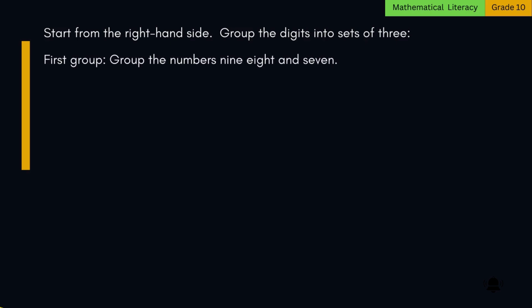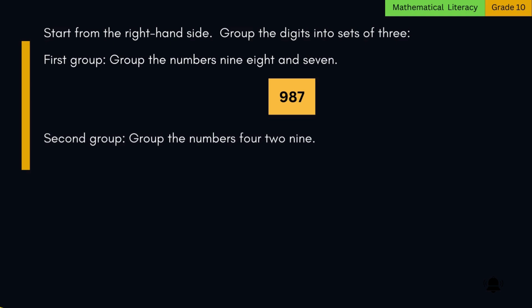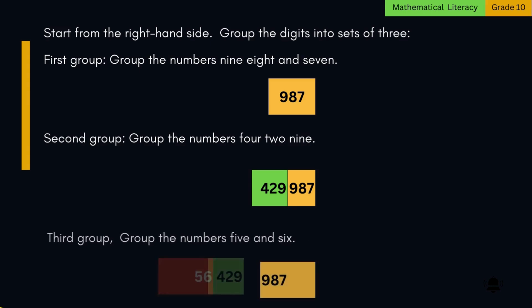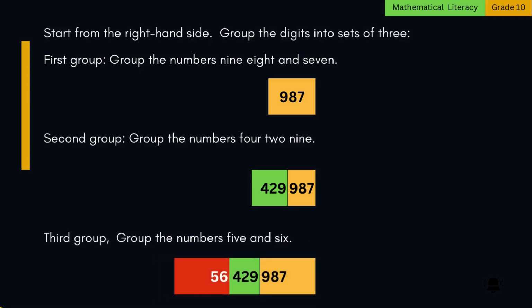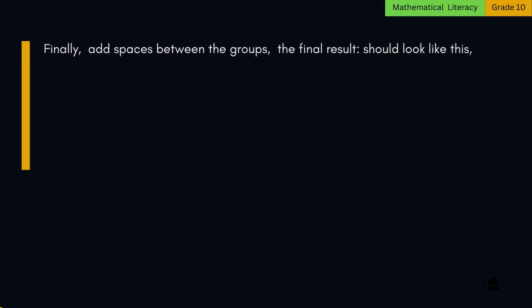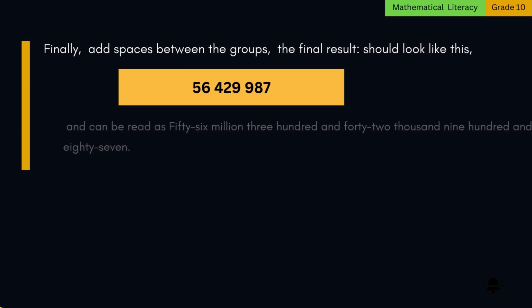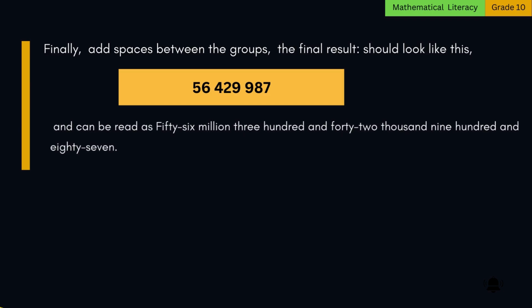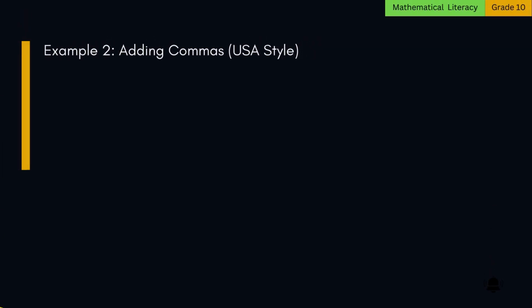First group, group the numbers 9, 8 and 7. Second group, group the numbers 4, 2, 9. Third group, group the numbers 5 and 6. Finally, add spaces between the groups. The final result should look like this, and can be read as 56,429,987.